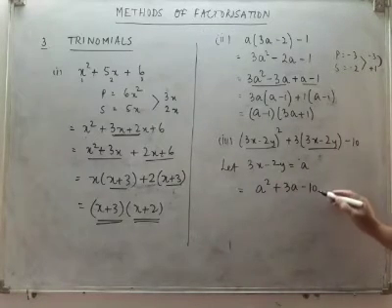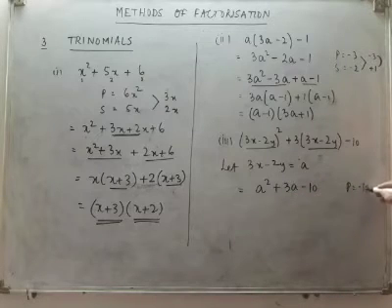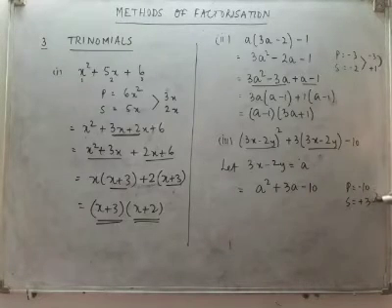Now we'll factorize this 10 and 3. So the product is minus 10 and the sum is plus 3. So what should we take? We'll take plus 5 and minus 2. On multiplying this you get minus 10, on adding you'll get plus 3.